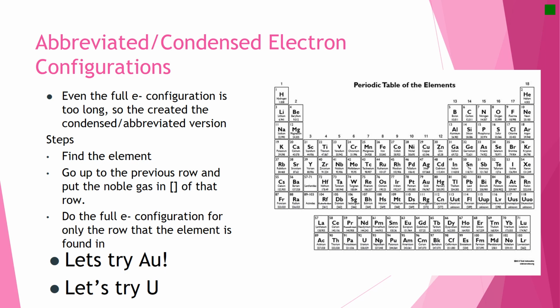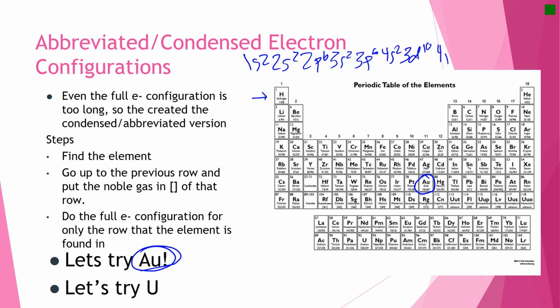Then we've got the abbreviated or condensed electron configuration. So if we're going to try to do gold, I'm going to just tell you how it would look normally. I'm going to read it off to you. So starting at the upper left, if you follow along on your periodic table, it should go something like this: 1s2, 2s2, 2p6, 3s2, 3p6, 4s2, 3d10, 4p6, 5s2, 4d10, 5p6.